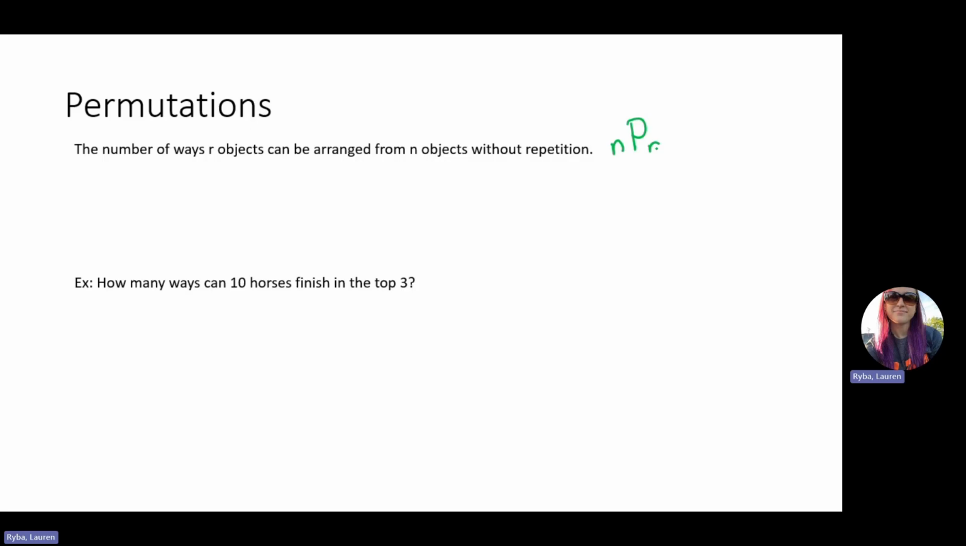So if I wanted to find how many ways 10 horses finish in the top 3, 10 is my total n, and I want the top 3 positions, so r is 3. I want to do 10 permutation 3. There is a formula for this that we can follow. The nPr permutation formula takes n factorial over n minus r factorial.